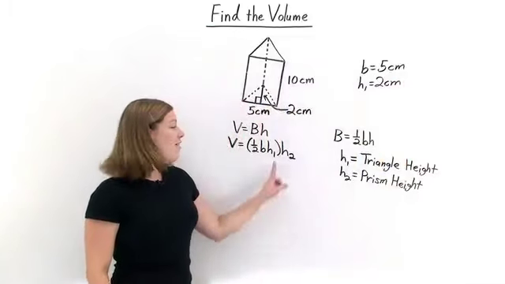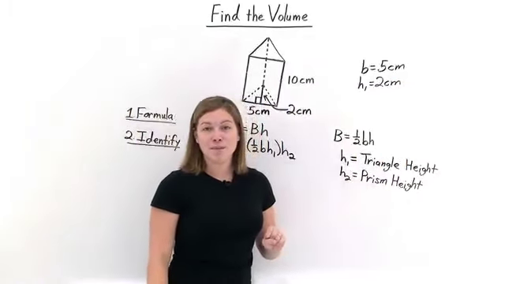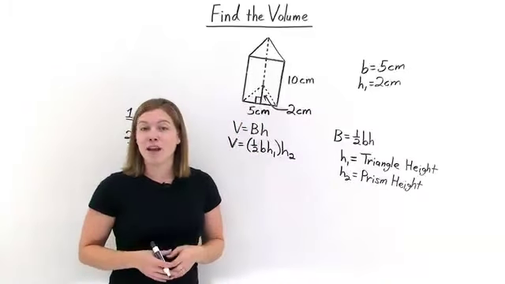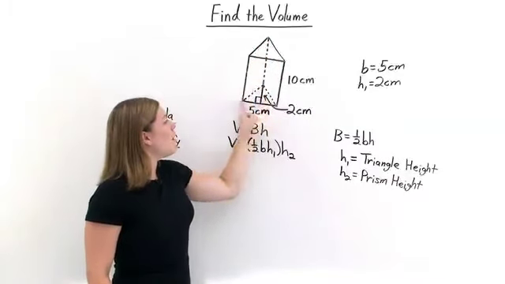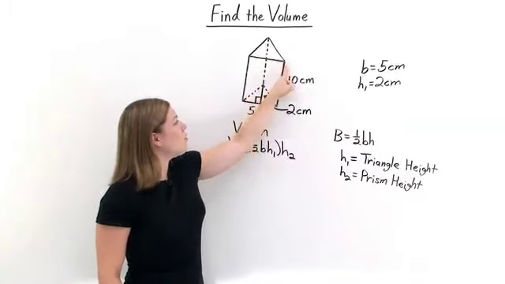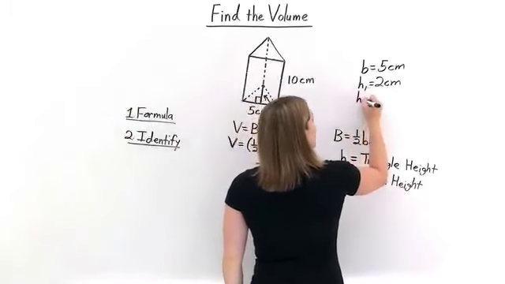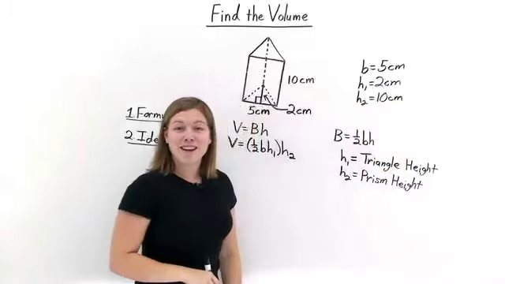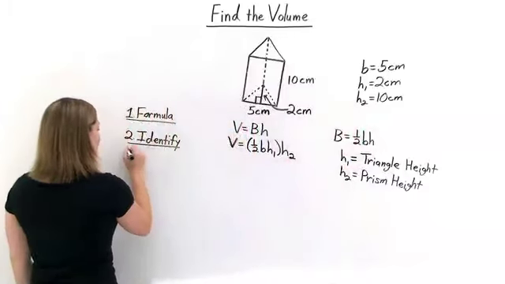Great. Now h sub 2. H sub 2, remember, is the height of our prism. To find the height of a prism, you want to find the distance between the two bases. So again, here we have a base, and here we have a base. The distance, or the length between them, is 10 centimeters. So that means h sub 2 is equal to 10 centimeters. Perfect. Now we have values for each one of the variables in our formula.